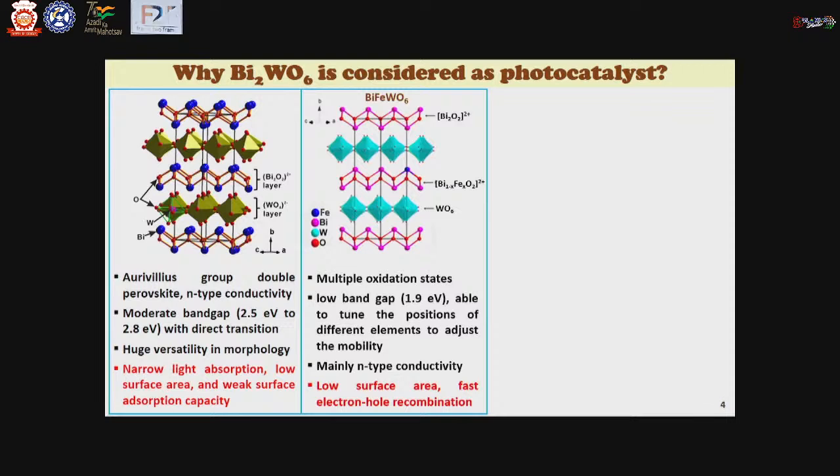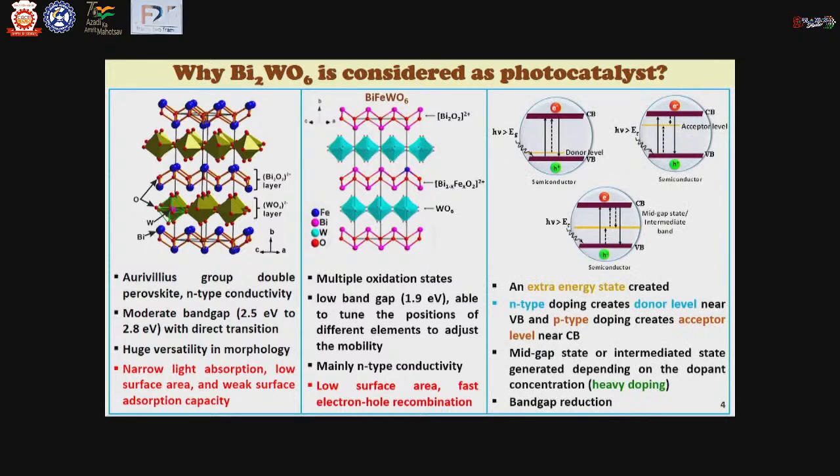Therefore, we are trying to develop a heterojunction with bismuth iron tungsten oxide because it has a lower band gap of 1.9 eV compared to this, it also has multiple oxidation states, and it is mainly n-type conductivity. Its problems are low surface area and fast electron-hole recombination. Therefore, we are trying to develop a heterojunction between this and this to hinder these problems and improve the catalytic activity.